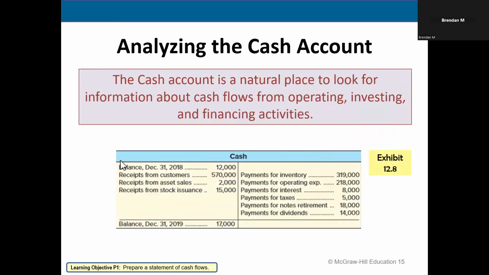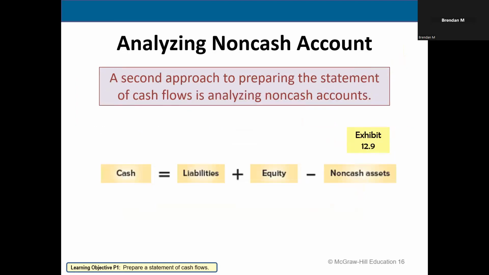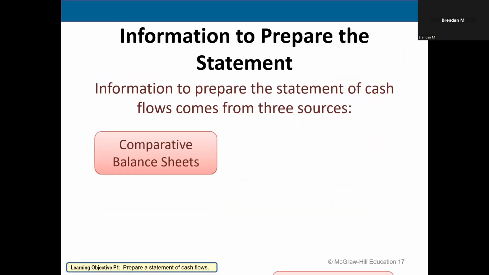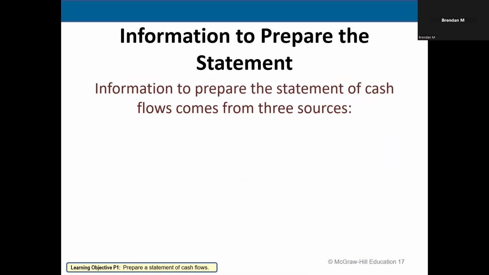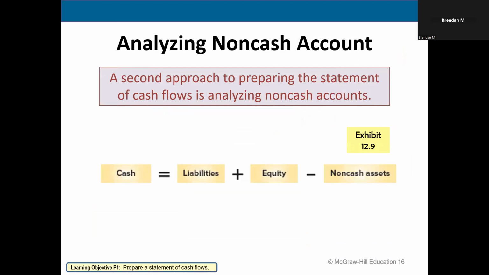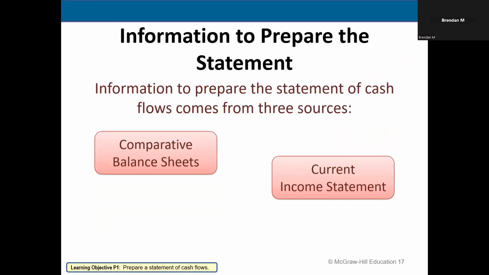Analyzing the cash account. The cash account is a natural place to look for information about cash flows. Who knew? A second approach to preparing the statements of cash flows is analyzing non-cash accounts. Non-cash accounts. And I want to bring our attention to depreciation and amortization. Expenses that have nothing to do with cash, no cash involvement.